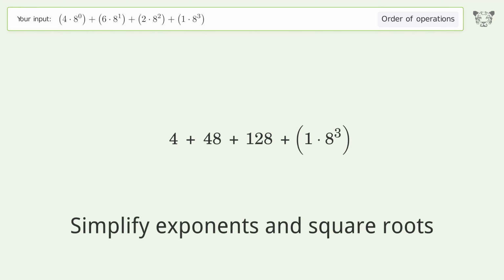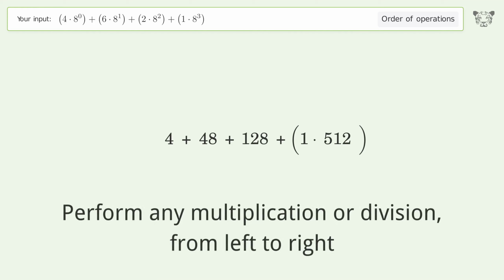Simplify exponents and square roots. 8 to the power of 3 equals 512. Perform any multiplication or division, from left to right. 1 times 512 equals 512.